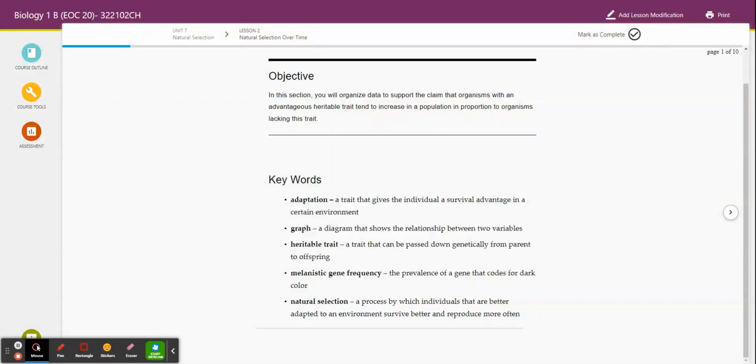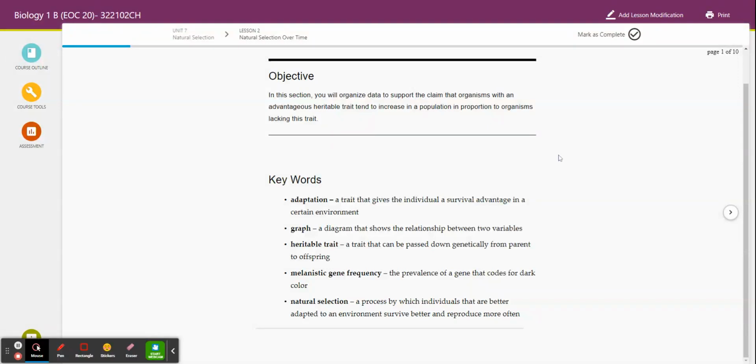Basically, what that means is just that if you have a trait that is going to help you survive and pass on your genetic material to offspring, then you're going to see more organisms with that trait versus without, because it does provide an advantage.